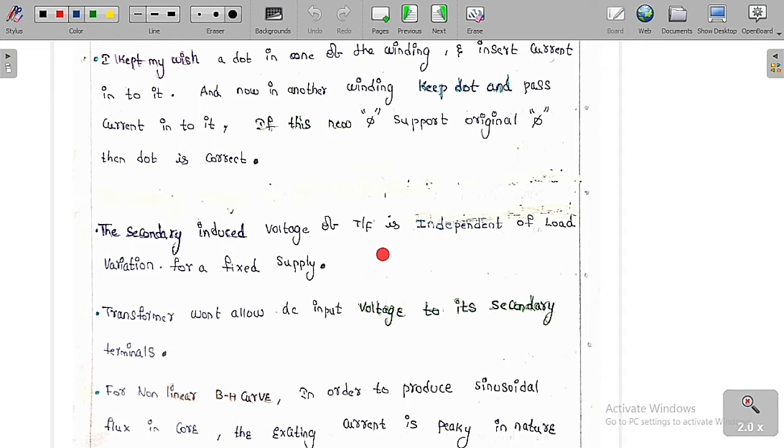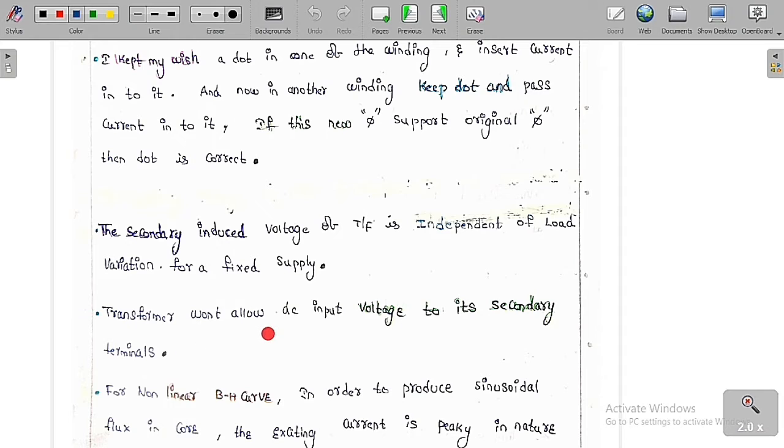The secondary induced voltage of transformer is independent of load variation for a fixed supply. See, always the secondary induced voltage is independent of the load. Whether load is present or whether load is absent, it is independent of the load. It is going to depend only on the turns ratio and the primary induced voltage, because E2 by E1 is equal to N2 by N1. We can say clearly E2 is equal to N2 by N1 into E1. So this depends only on the turns ratio and also the primary induced voltage, but it is independent of the variation of the load. So therefore we can say that the secondary induced voltage of transformer is independent of load variation for a fixed amount of supply.